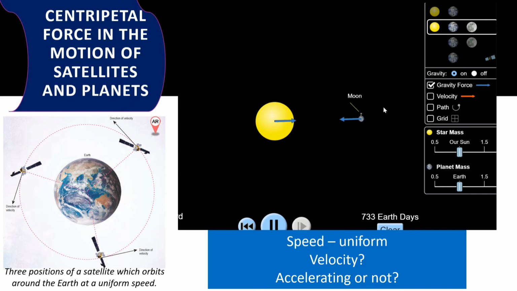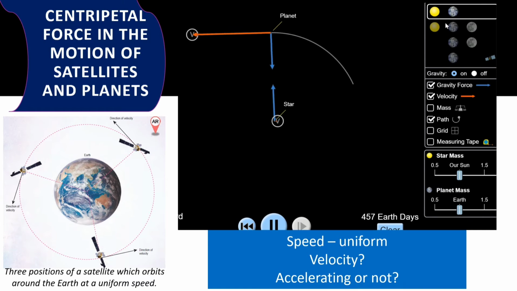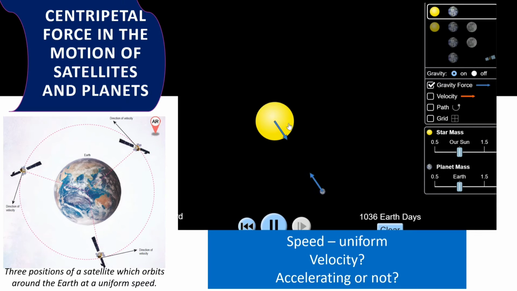When that happens, centripetal force is always present. Centripetal force is the force needed. Centripetal force is always pointing towards the center of the circle, or the center of the orbit, the center of the motion.